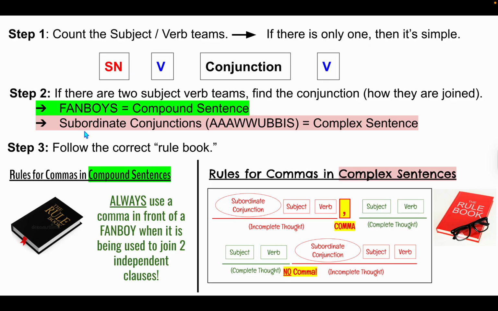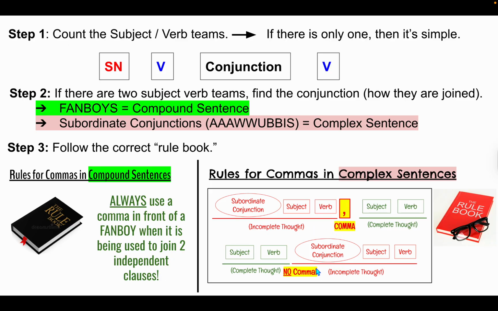So if you notice you have two subject verb teams, all you have to do then is find the conjunction. If a fanboy is joining them, you know it's going to be in the middle and it's going to need a comma in front of it. If a subordinate conjunction is joining them, it gets a little more complicated, and that's where the rule book comes into place. If my conjunction is not between the two clauses, I add the comma. If my conjunction is between the two clauses, I don't put a comma.